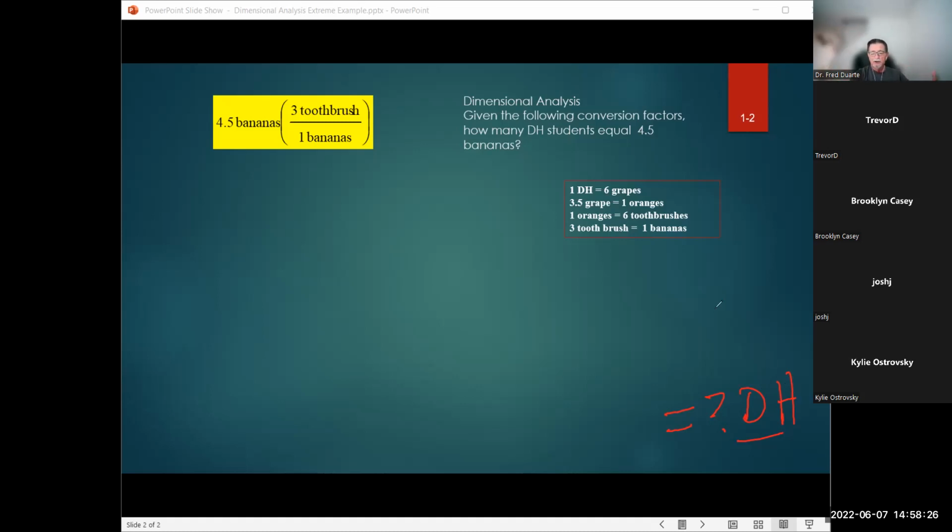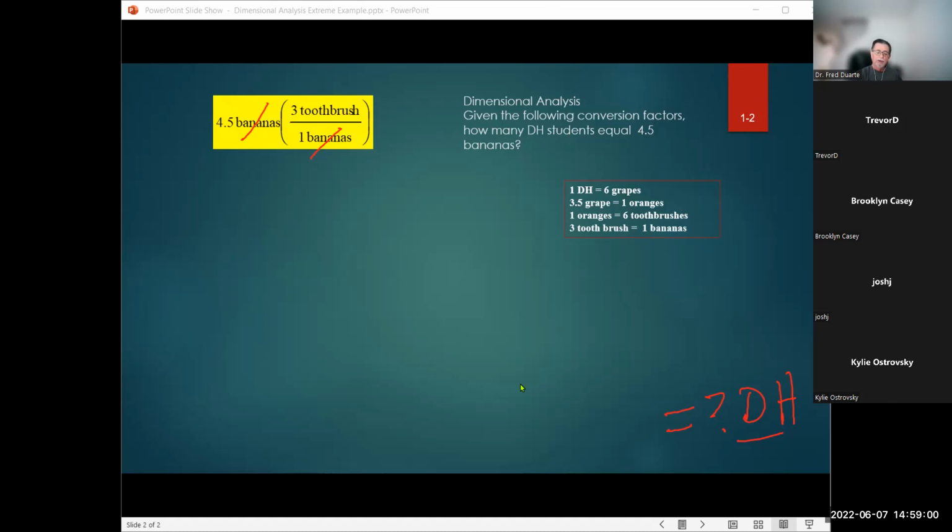And what I need to get rid of and what new units I've been given, and then what I need to get rid of those units and continue, okay? And so I'm given that 4.5 bananas. Well, I do have a conversion factor that gets rid of bananas. There's 3 toothbrushes per banana, right? So I set that up. I put it in there. I keep track of my units. And guess what? I got rid of bananas. So in order to stop the calculation at this point, I can convert to toothbrushes unit-wise, okay?